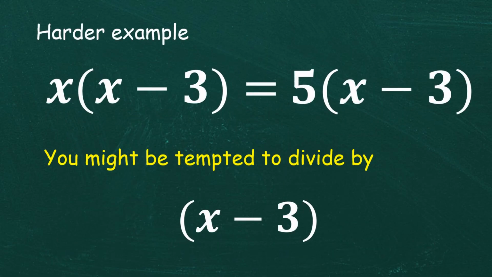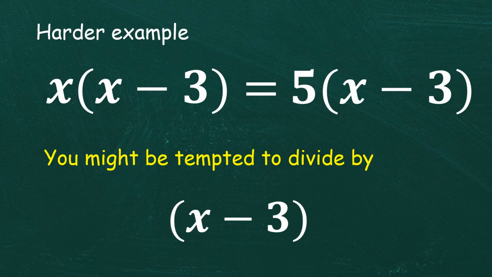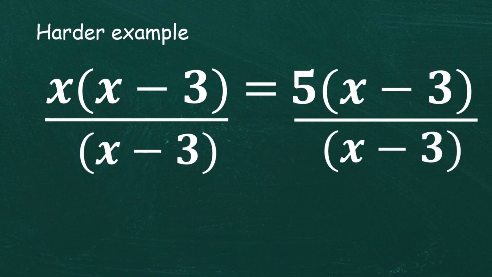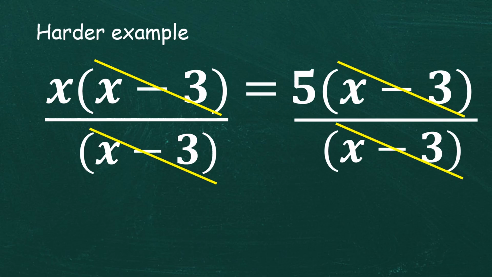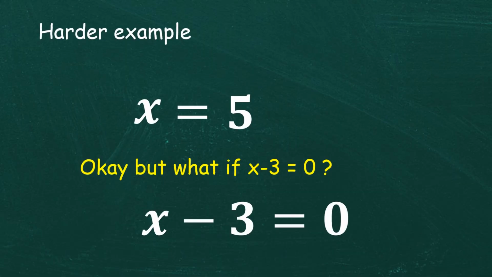But don't relax just yet. The same trap can return wearing a better disguise. Consider, x multiplied by x minus 3 equals 5 multiplied by x minus 3. Both sides contain x minus 3, so you might immediately cancel it and conclude that x equals 5. And yes, 5 is one solution.